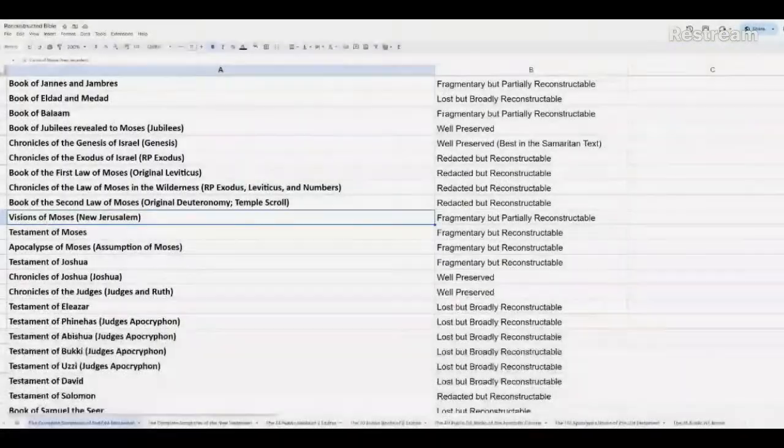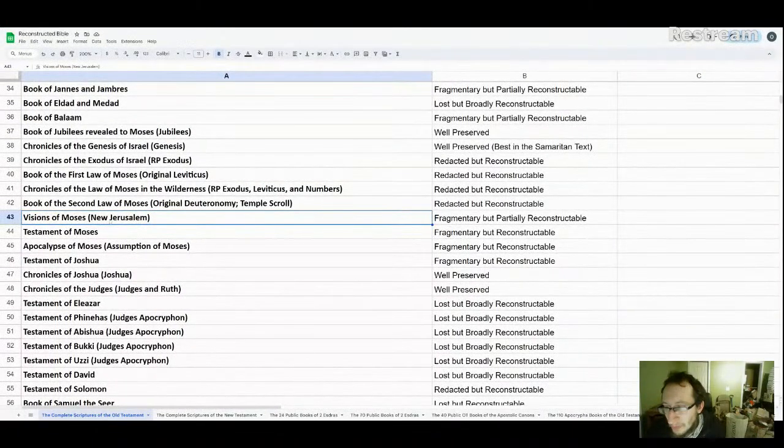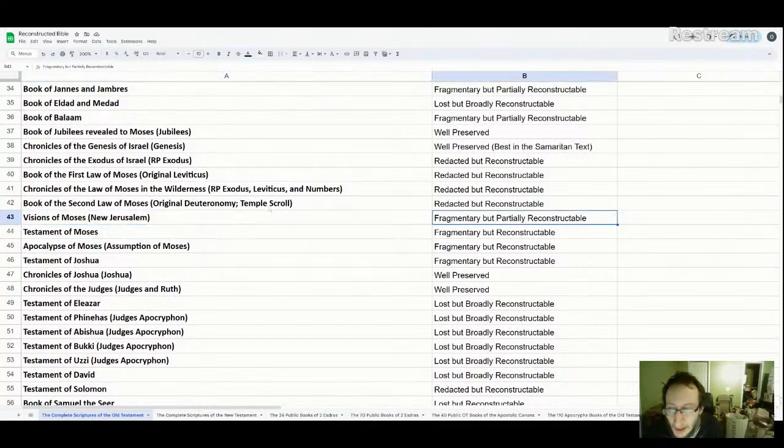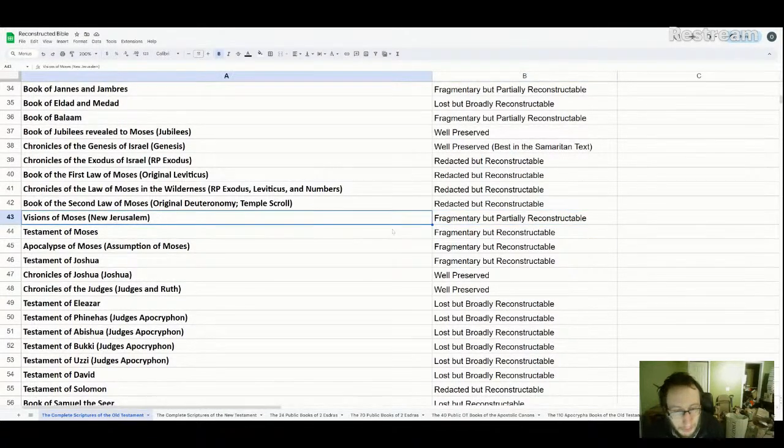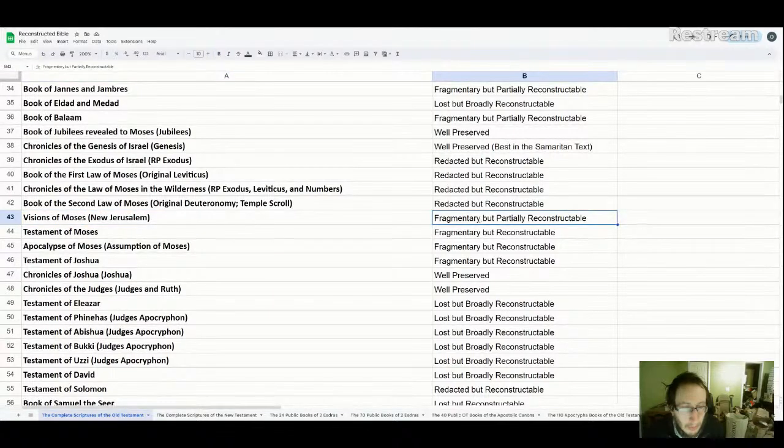So all to say, we have some pretty compelling evidence that the New Jerusalem text is written by Moses. Knowing that, we have a good idea of how to reconstruct it as a Moses text. It is only partially reconstructible, because there are some prophecies in the New Jerusalem text, and because of the nature of the fragments.